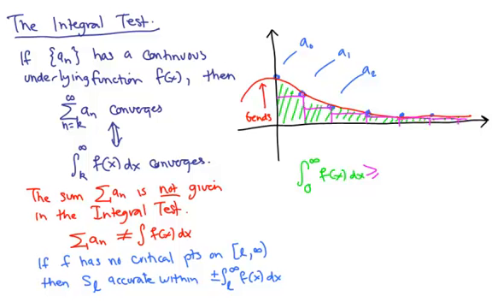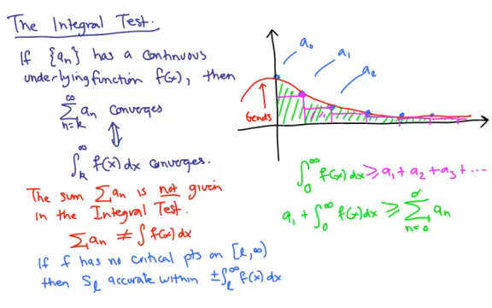But using the same trick, this is the height A1, then A2 would be the area of this piece, A3 would be the area of this piece, and on down the line. If I add A0 to both sides, then we've just shown that A0 plus the integral from 0 to infinity of f of x dx would be greater than or equal to the summation of the an's, n going from 0 to infinity.